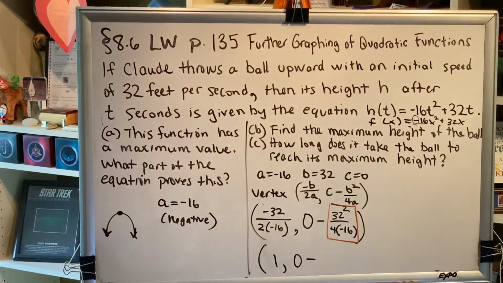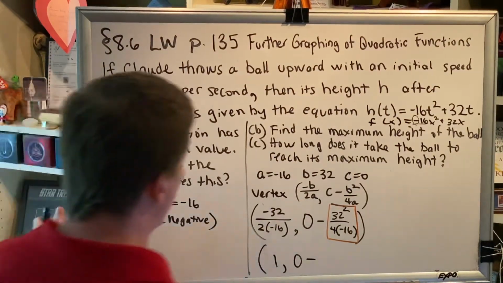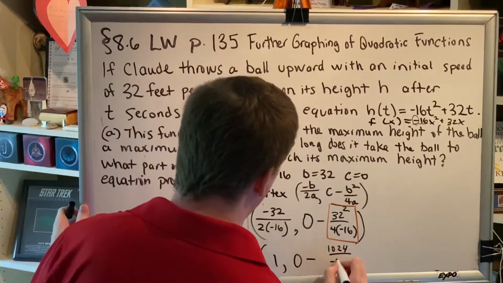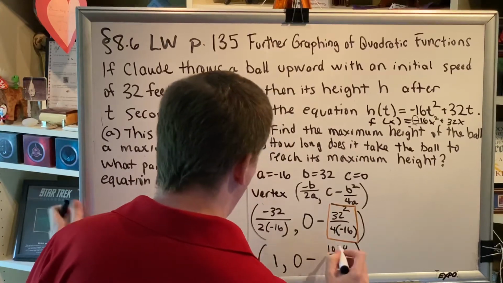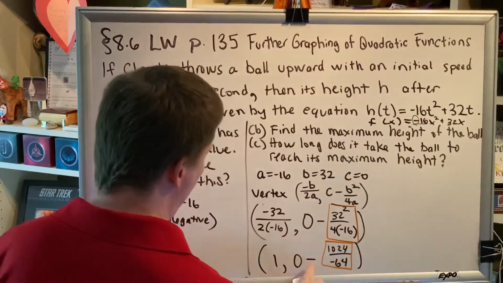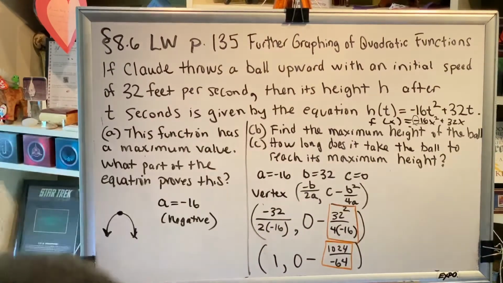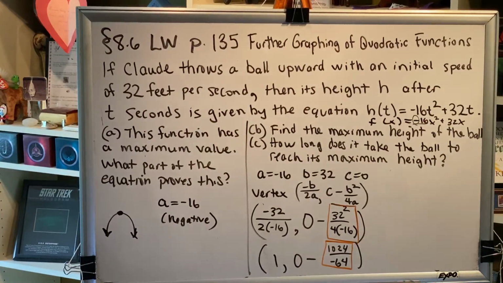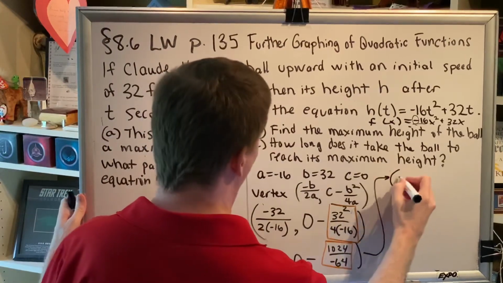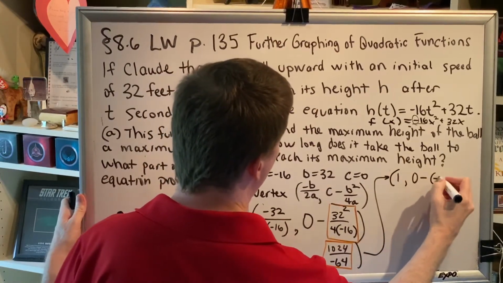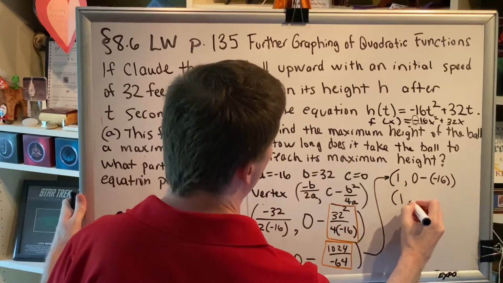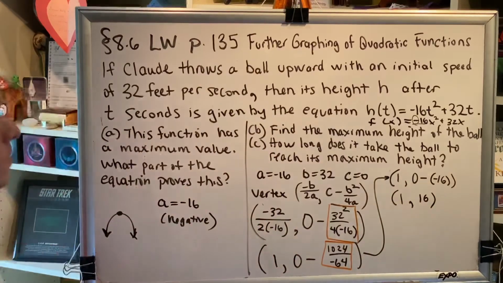32 squared is 1024. 4 times negative 16 is negative 64. And we're going to do the fraction here before we pay any attention to this subtraction sign. All right, 1024 divided by negative 64 is equal to negative 16. So we have 0 minus negative 16. Subtracting a negative is adding, and 0 plus 16 is 16. So I get 1, 16.